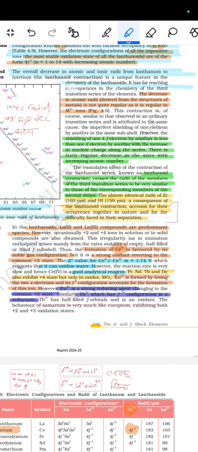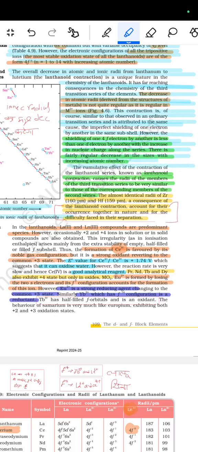It has far reaching consequences in the chemistry of the third transition series of the elements. The decrease in atomic radii derived from the structure of the metals is not quite as regular as in the M3+ ion. This contraction is of course similar to that observed in the ordinary transition series and is attributed to the same cause, the imperfect shielding of one electron by another in the same subshell. However, the shielding of one 4f electron by another is less than that of one d electron by another, with the increase in the nuclear charge along the series. There is a fairly regular decrease in the radius with the increasing atomic number.